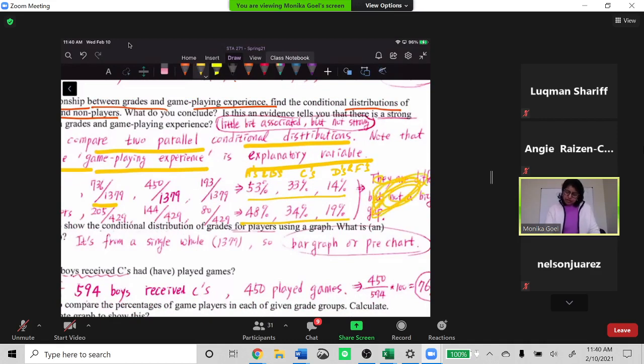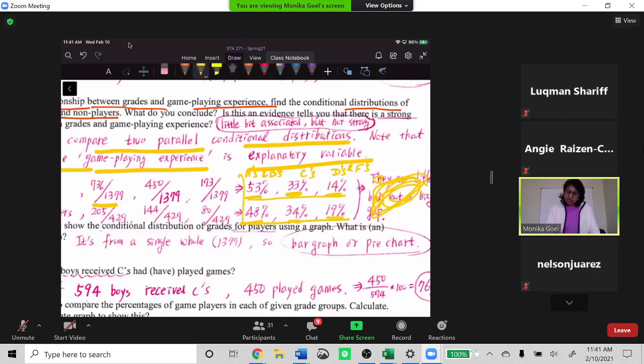So if you look at the percentages, of the players who played, 53% scored A's and B's. Of those who never played, 48% did. Players who played scored 33% C's, which is less than the others, and more people who never played scored C's. And here 14% scored D's and F's, but more of the non-players scored D's and F's.